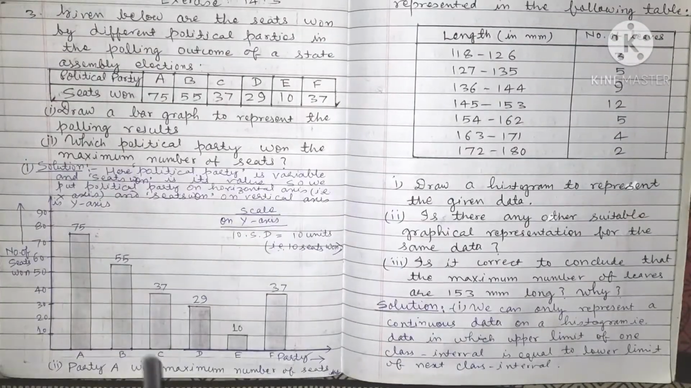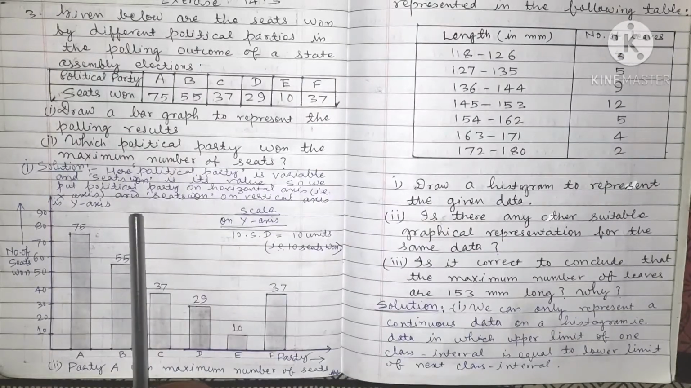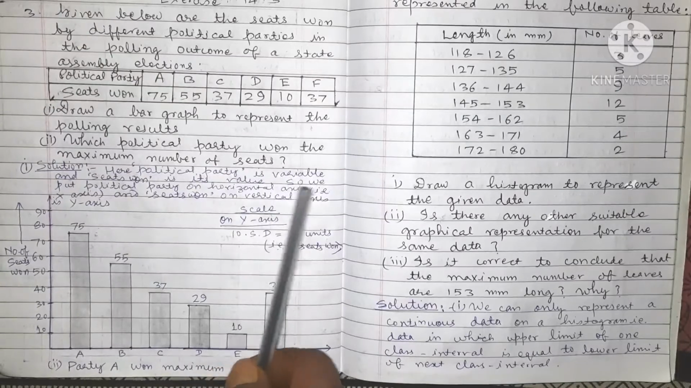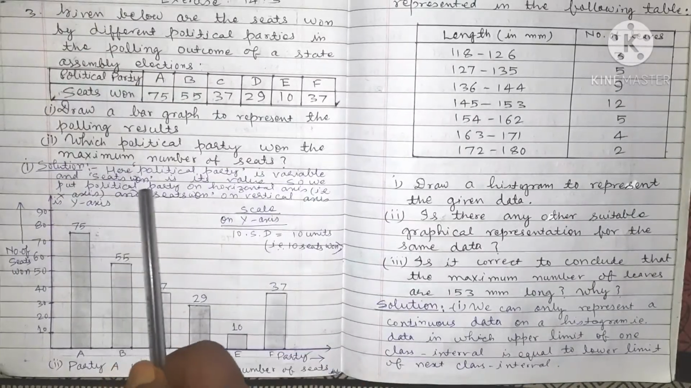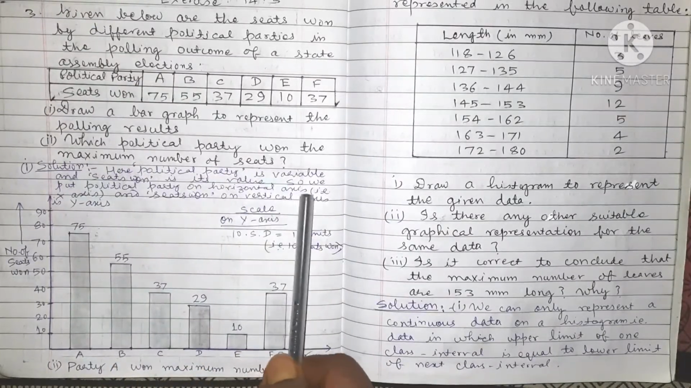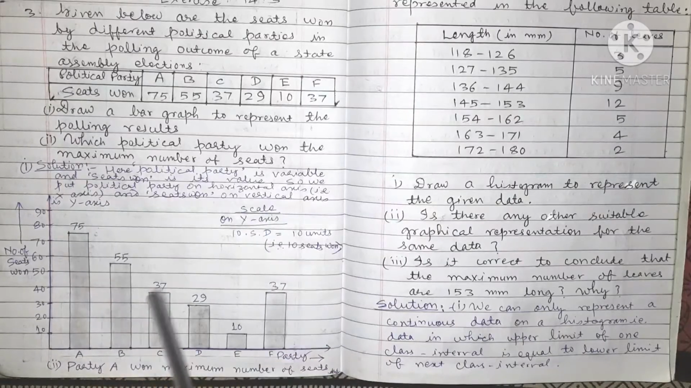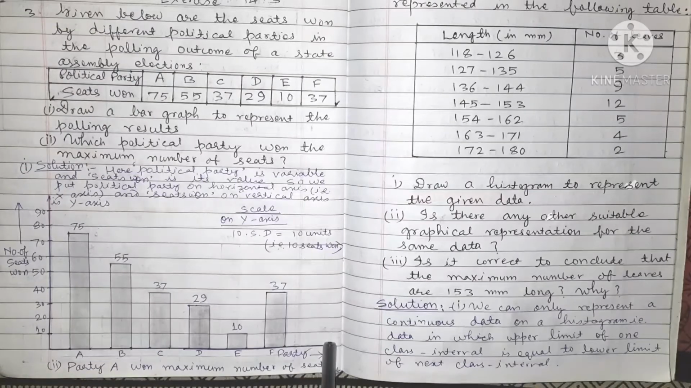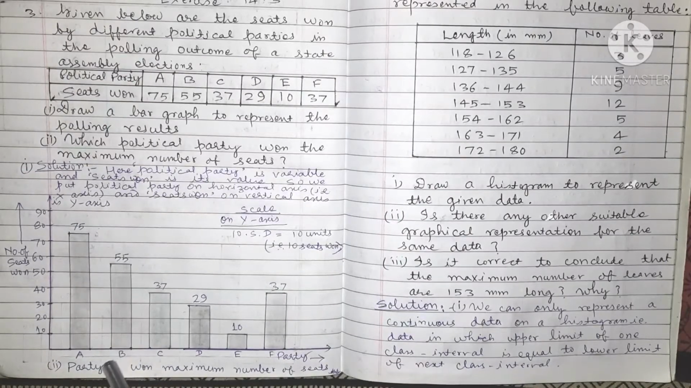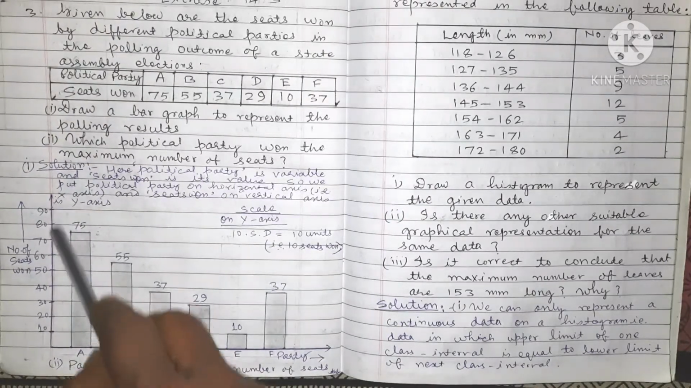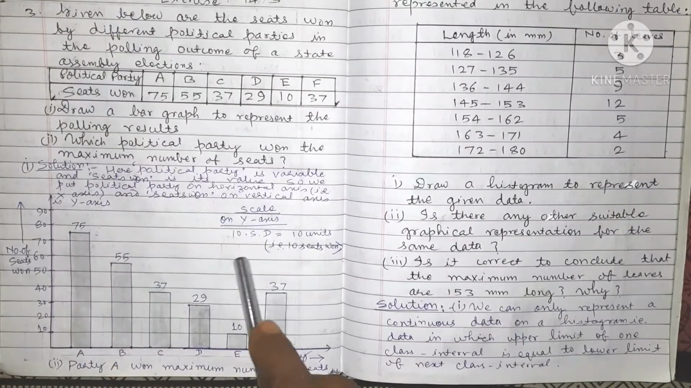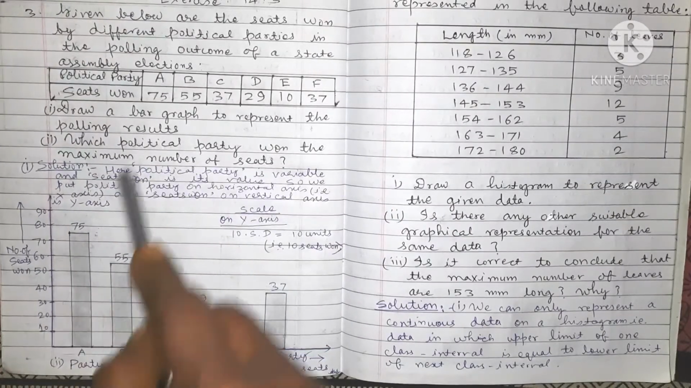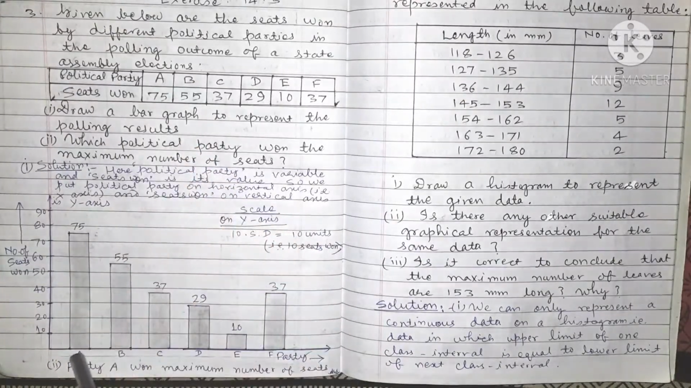Question number 1. For the solution of this question, we write here that political party is the variable and seats owned is its value. So we put political party on the horizontal line, that is the x-axis, and seats owned on the vertical axis, that is the y-axis. Here party A has 75 seats.